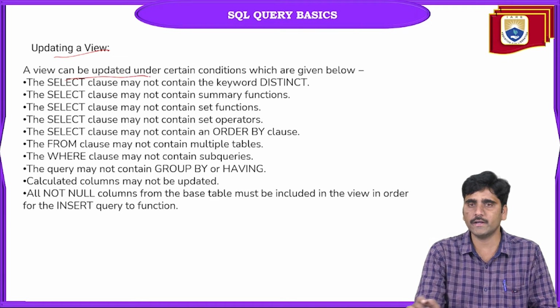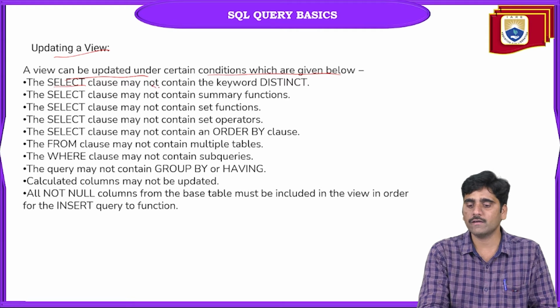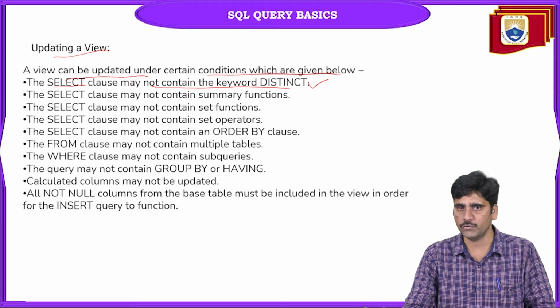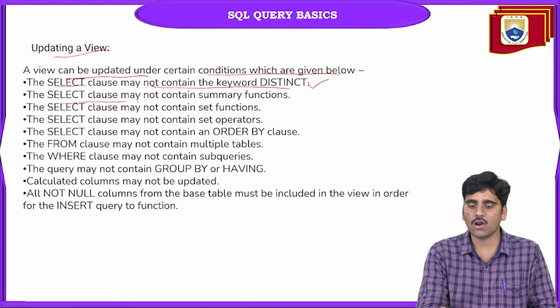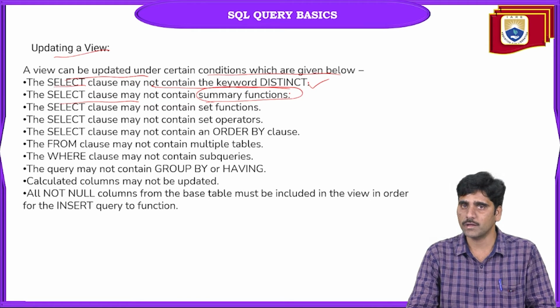A view can be updated under certain conditions, which are given below. Updating a view is possible in the database management system, but based on certain conditions. So let's see what conditions apply to updating views. The SELECT clause may not contain the keyword DISTINCT. That means a SELECT with a DISTINCT clause never works for updating a view. And the next one, the SELECT clause may not contain summary functions.